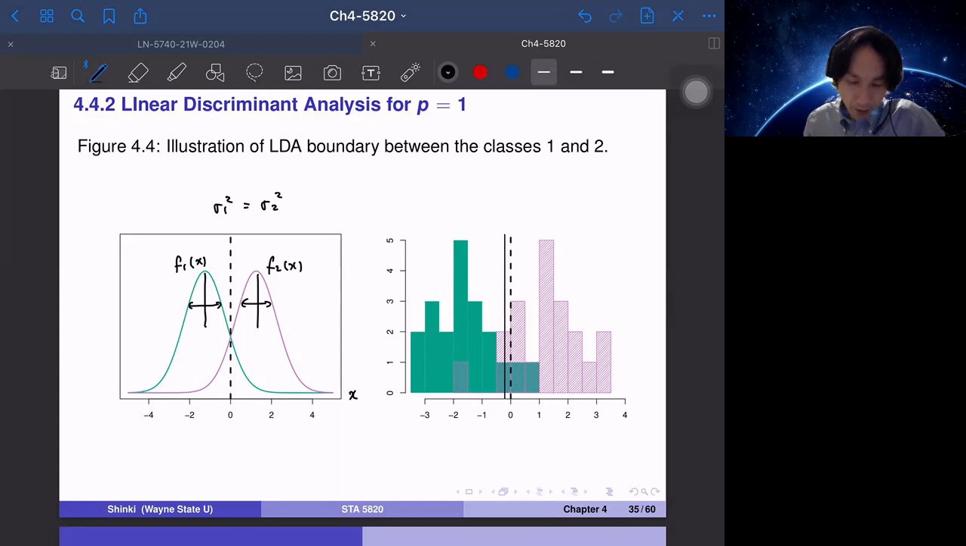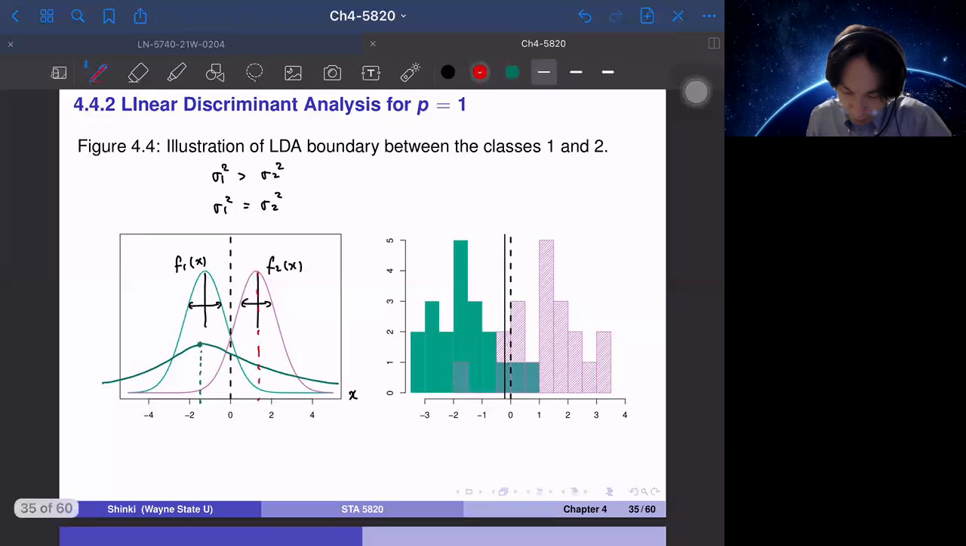And this is based on the assumption that sigma 1 square and sigma 2 square are equal. This assumption is often useful because otherwise a counterintuitive situation happens. Suppose that sigma 1 square is larger than sigma 2 square, then what happens? Then this green distribution gets much flatter like this, if sigma 1 is much larger than sigma 2. Around here it's fine, it's more likely to be in class 1, and around here it's more likely to be class 2.